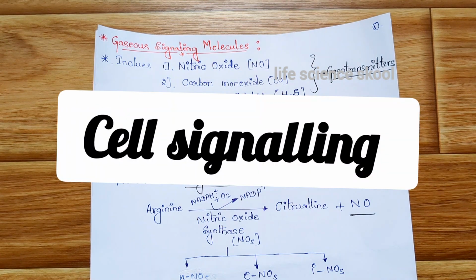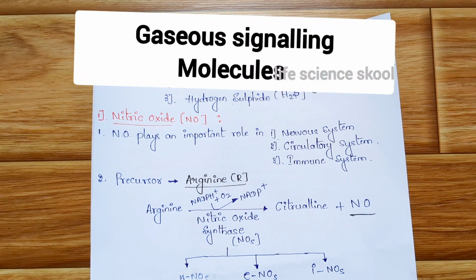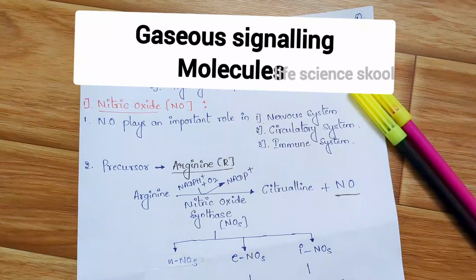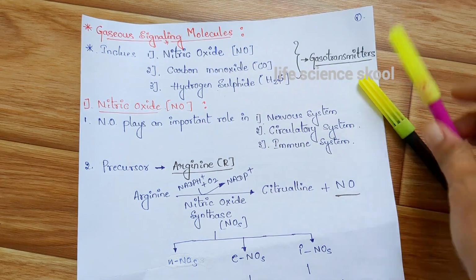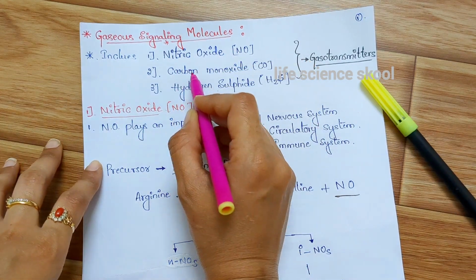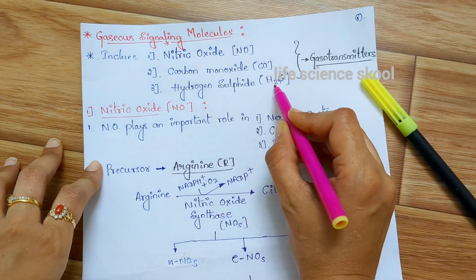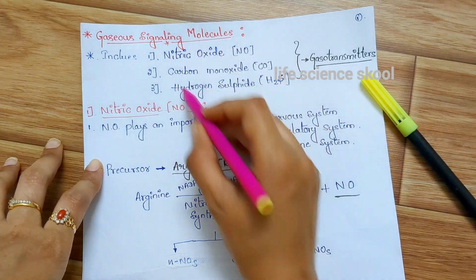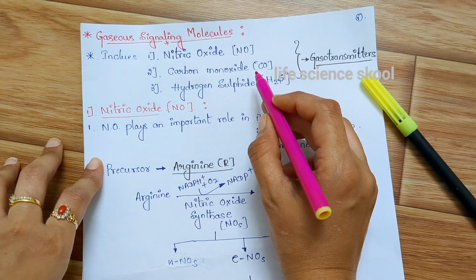In the previous video, we were talking about the water signaling molecules. In this video, we will discuss gaseous signaling molecules. There are mainly three types: first, nitric oxide, NO; second, carbon monoxide, CO; third, hydrogen sulfide, that is H2S. These three are gaseous signaling molecules, and you have to remember these three.